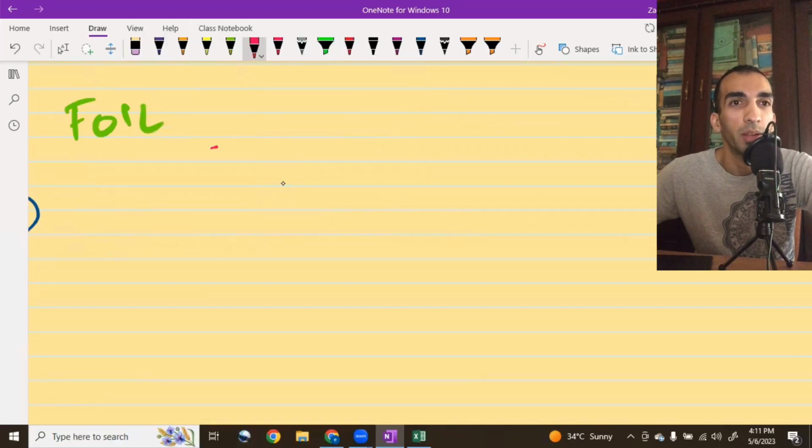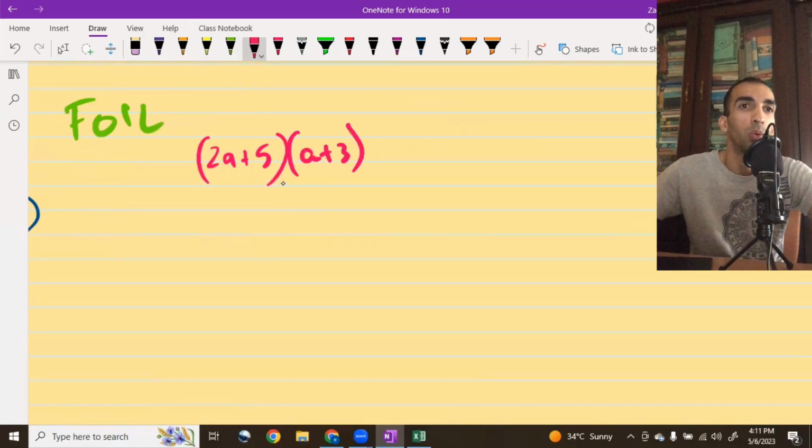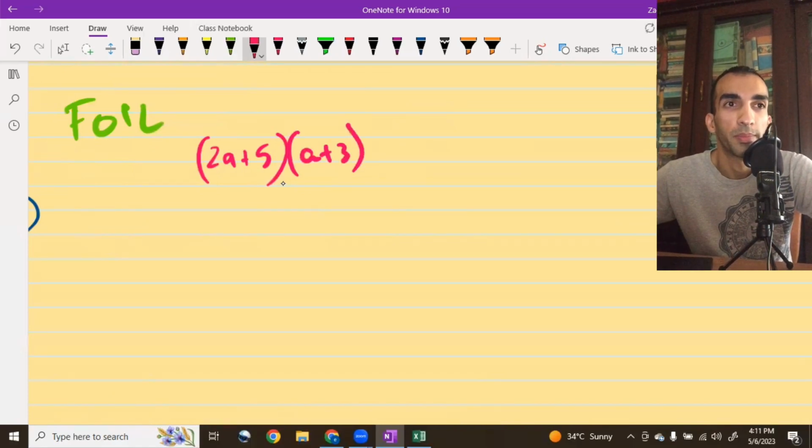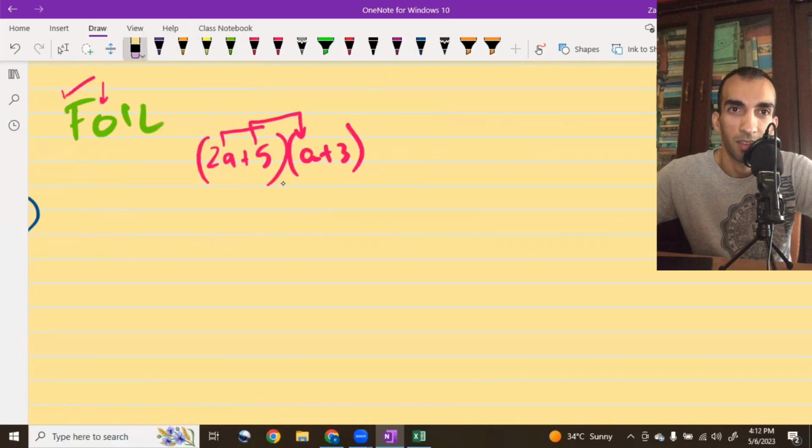If I were to write down a simple expression, let's say it's 2a plus 5 into a plus 3, how will we multiply this? I think the first would be you do 5 multiplied by 3, and then 2a. I can't remember the order of it. 2a multiplied by 3, and again.